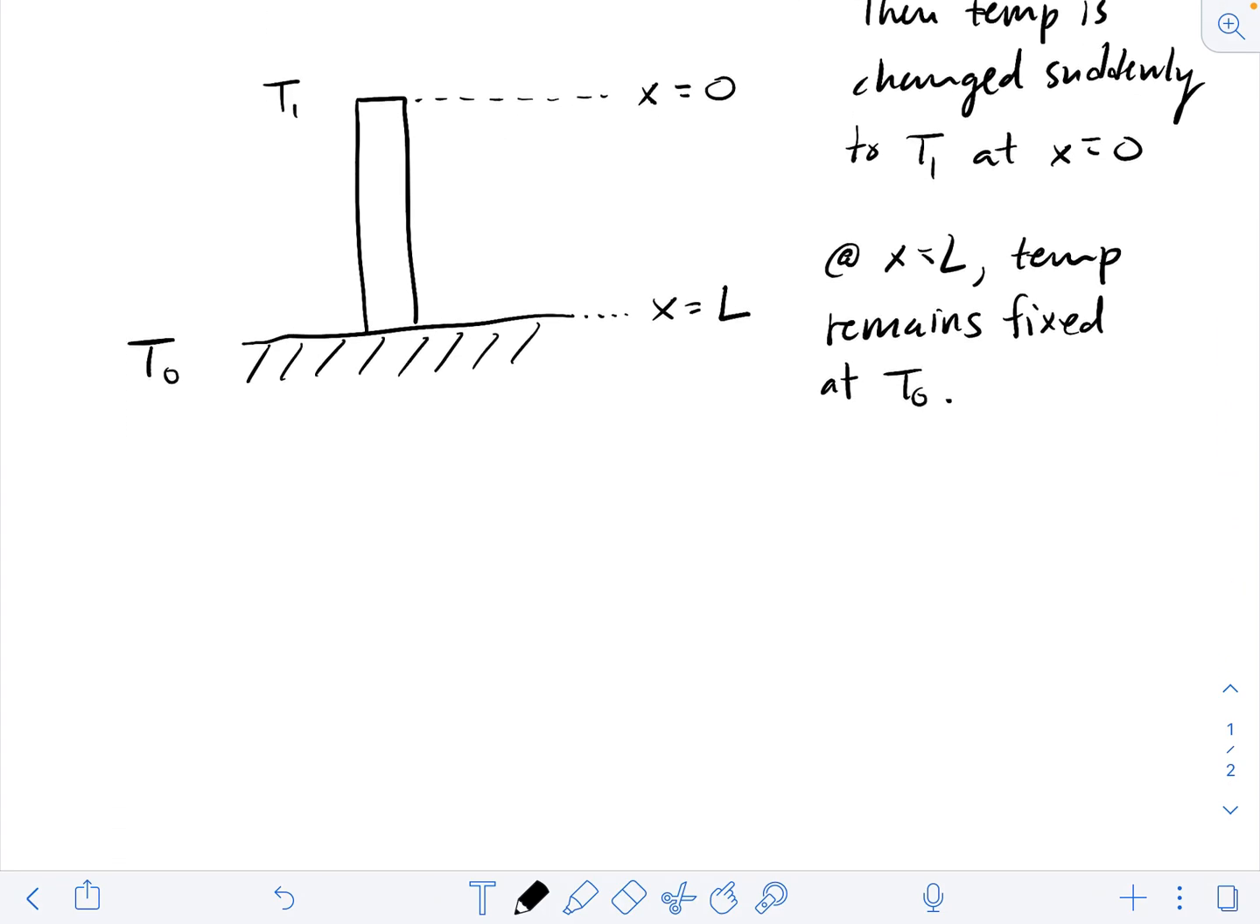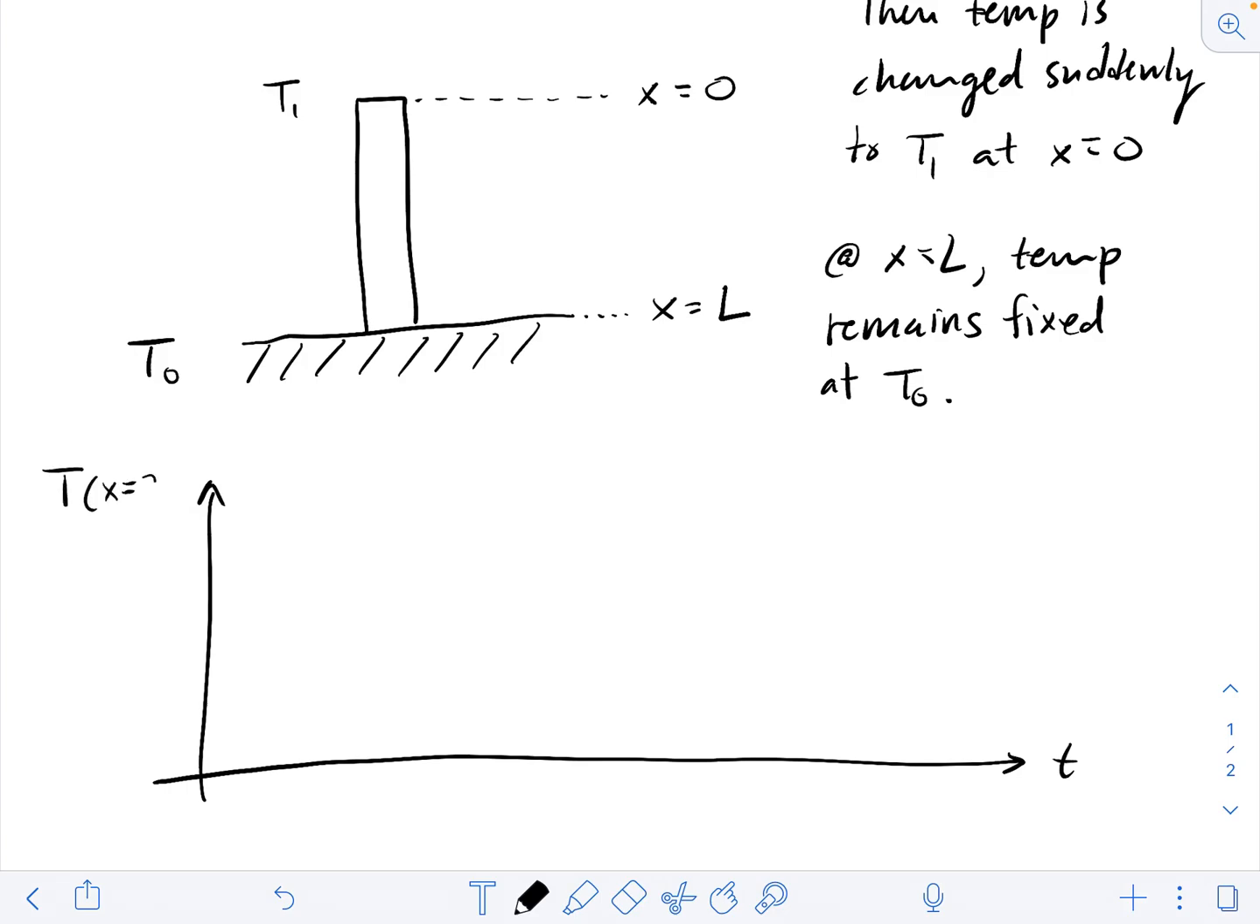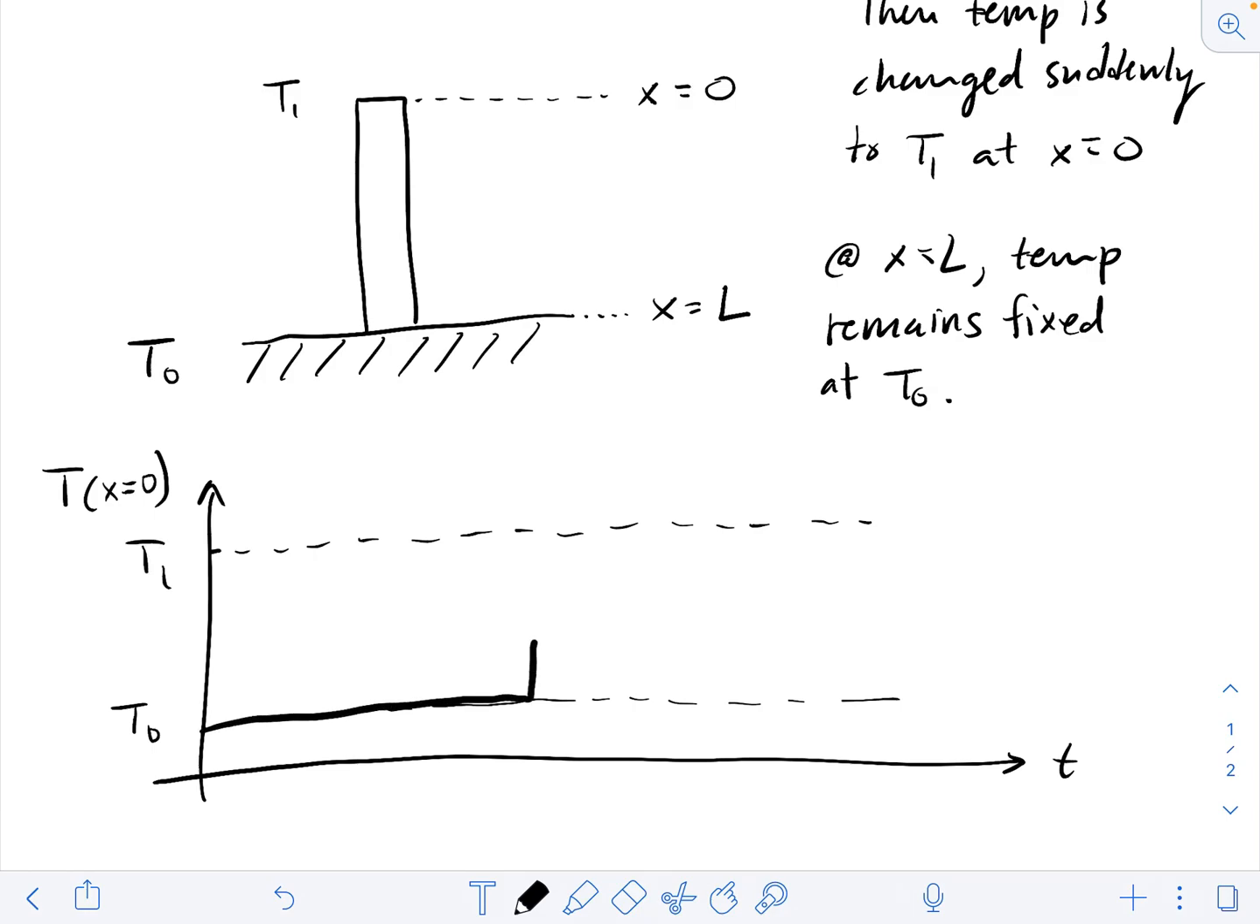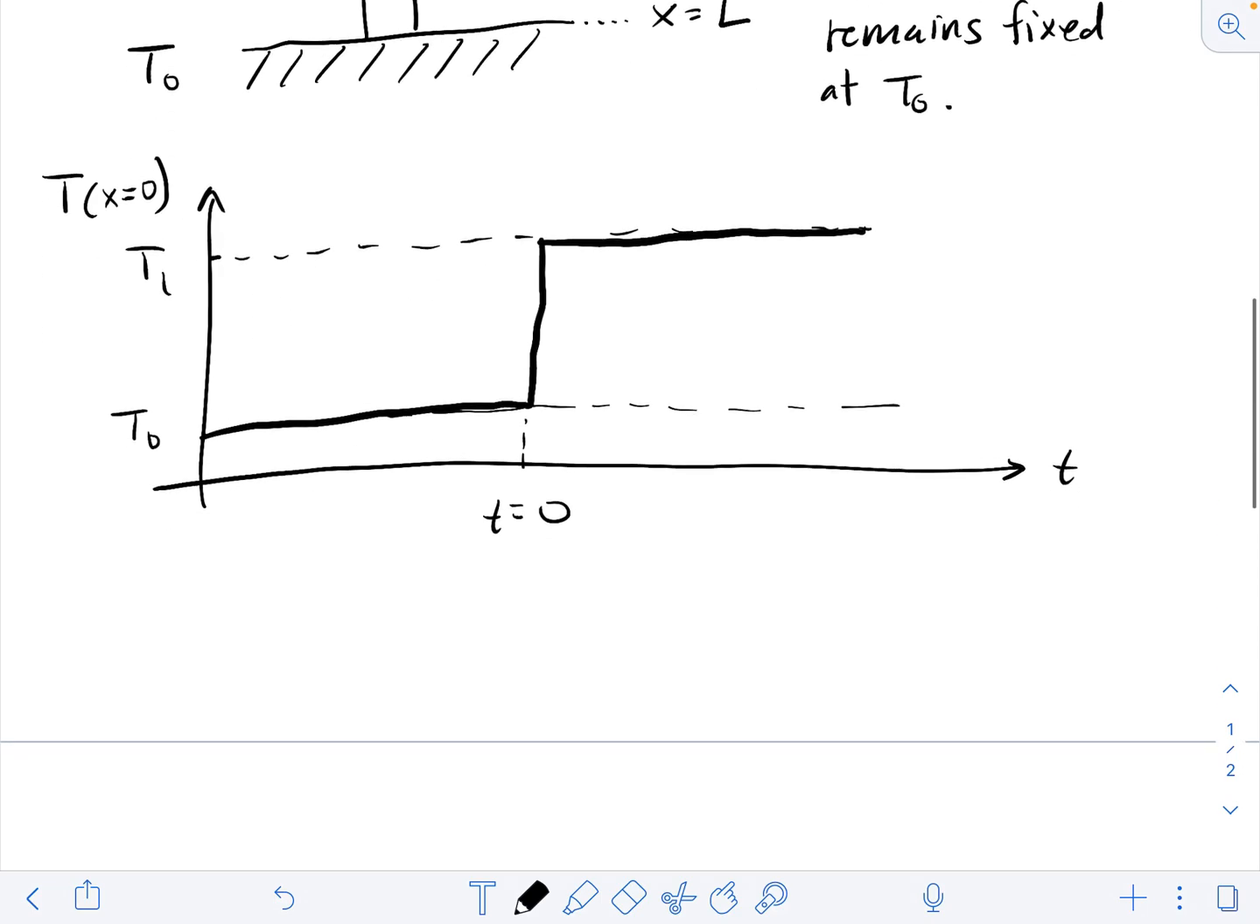Okay, so here if we were to plot as a function of time the temperature at x equals 0, what it would look like is initially it's at T0 because the bar was at a uniform temperature when we started, and then at some particular time it's going to suddenly step up to T1. We'll call that time t equals 0, and so here is t equals 0.